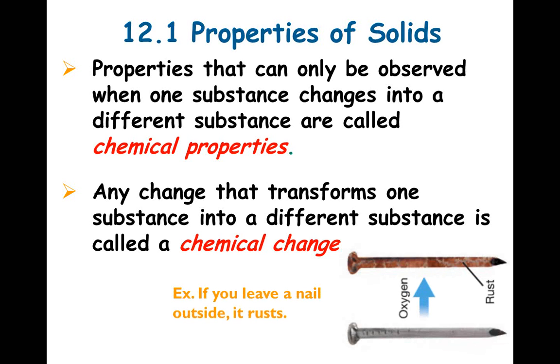For example, I gave you the example of the nail. The nail by itself at room temperature was a solid. That was a physical property. But notice if you leave it out in the rain, it will rust. Rust is actually the result of what we call a chemical change. It's an oxidation reduction reaction.